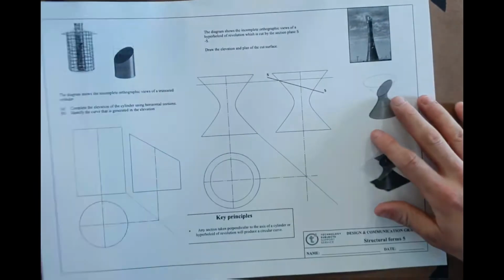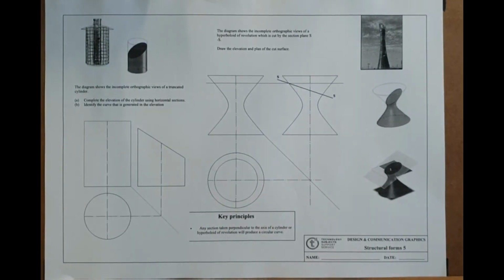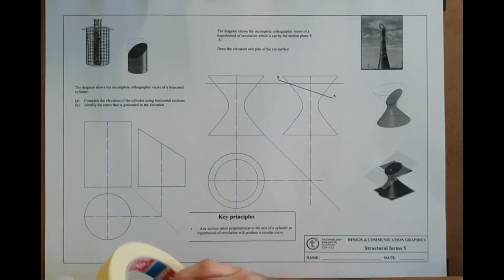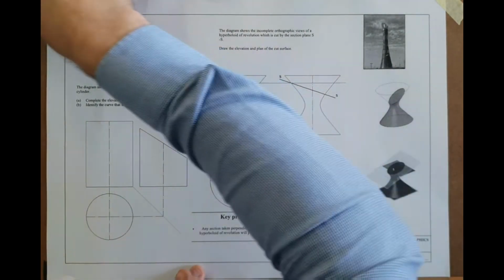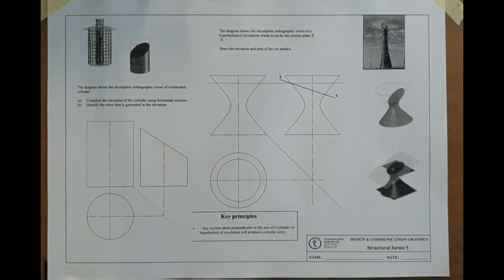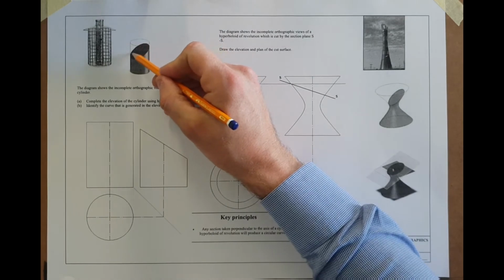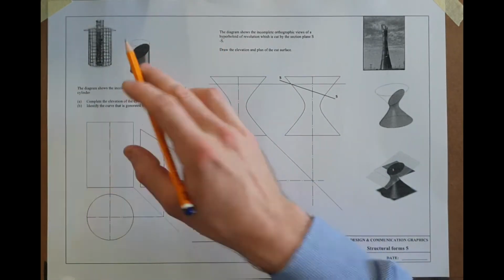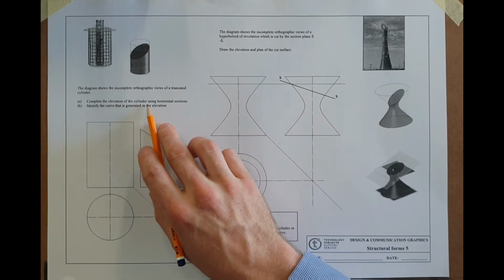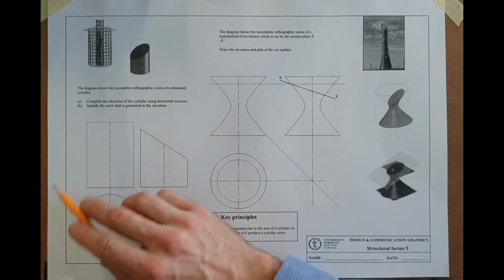Now here on sheet 5, I'm going to go quickly through these because I think at the beginning a lot of these pages are easy enough, quite manageable at the start. I'm going to do 5 and 6 now, and you should be able to do sheet 7 yourself. Here on sheet 5, this is back to junior cert really, where we cut a cone at an angle and expose an ellipse. So complete the elevation of a cylinder using horizontal sections and identify the curve that is generated in the elevation. That's going to be an ellipse.